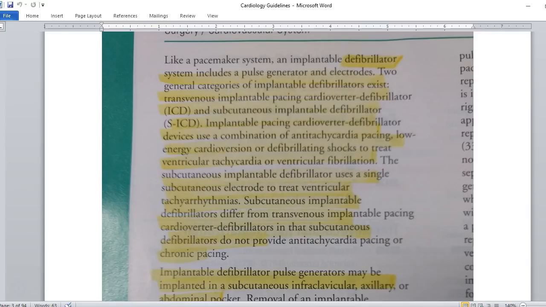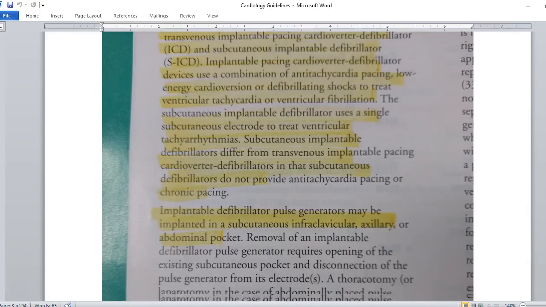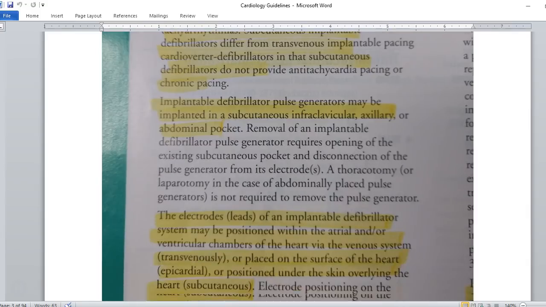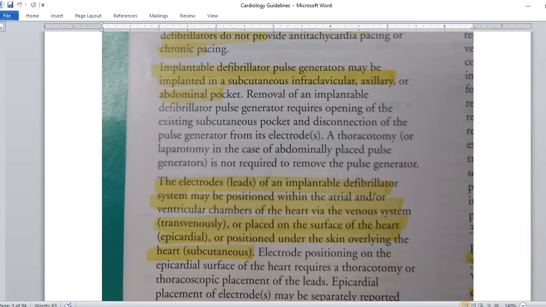Now, again, it goes on to tell us the subcutaneous implantable defibrillator uses a single subcutaneous electrode to treat ventricular tachyarrhythmias. Subcutaneous implantable defibrillators differ from transvenous implantable pacing cardioverter defibrillators in that the subcutaneous defibrillator does not provide anti-tachycardia pacing or chronic pacing. So again, it's something that's more short term. It goes on to let us know that implantable defibrillator pulse generators may be implanted in a subcutaneous, infraclavicular, axillary, or abdominal pocket. So in this case, sometimes they will go closer to the clavicle, or sometimes they will go under the arm.